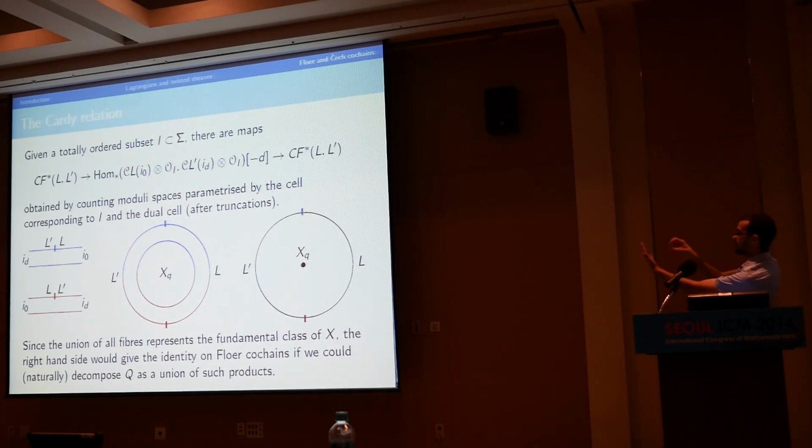And then you shrink the inside of the annulus to a point. And when you do that, you get a disk with one marked point and a constraint. But if you think about it, the constraint is that the point has to go through some fiber. But the fibers altogether give the whole space. So this is not a constraint at all. Okay? So therefore, this is the identity on Floer cohomology.